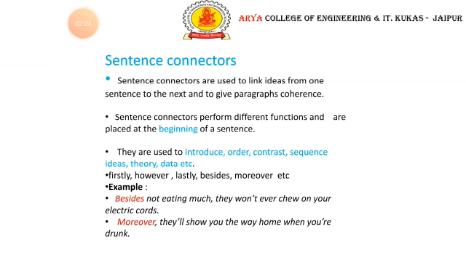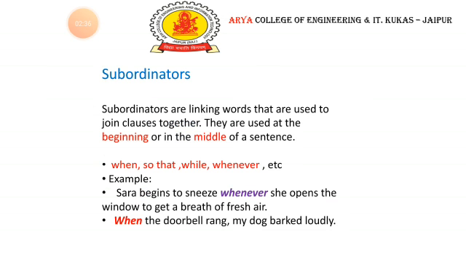Here we can see that "besides" is a sentence connector which is combining two sentences, but it is at the beginning of the sentence. Moreover, they show you the way home when you are drunk. So, chances are there like this.